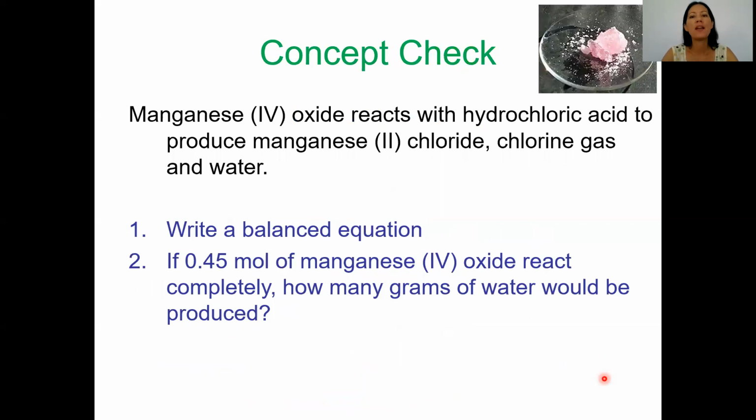Okay, let's do one concept check for you guys. This is a little more lengthy because I have you write a balanced equation. Take your time writing out the charges and figuring out the formulas. Just to let you know, hydrochloric acid is HCl, and balance the equation. Pause and try to work out the lower problem as well, and I'll go through this.